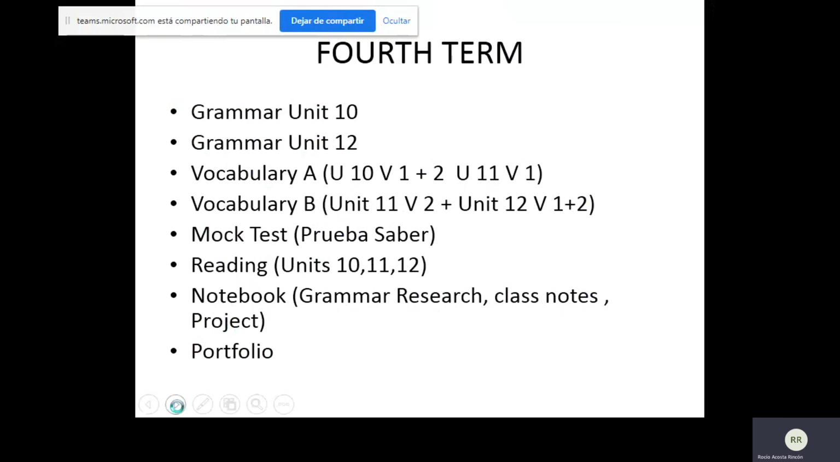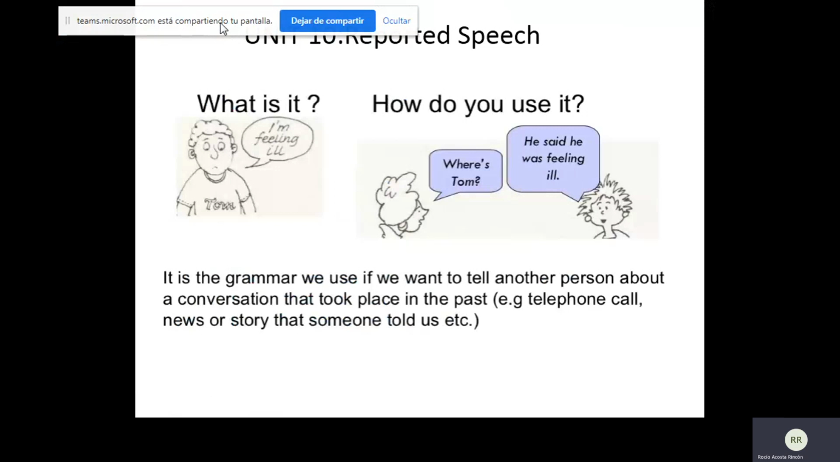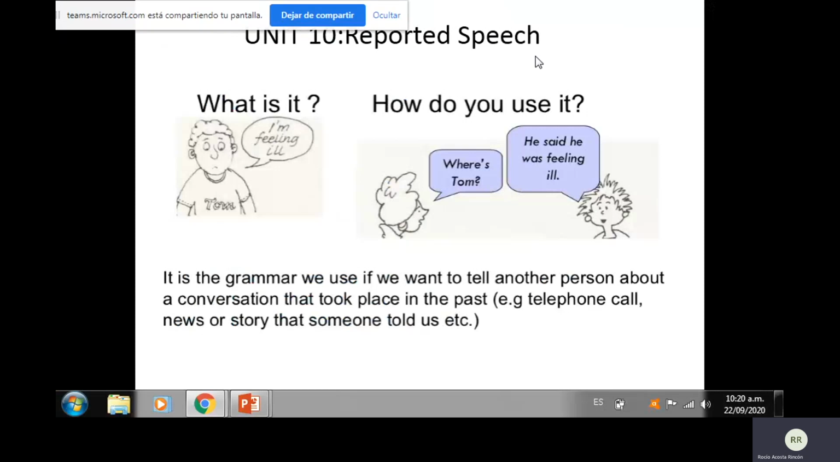Now, after making this clear, we're going to continue with Unit 10 in grammar. The topic for today, as you already know, because you already did your grammar homework research, is reported speech. We're going to see the basics of reported speech, which is a common topic on Prueba Saber. There are other features that you see in the interrogative form and the negative form, for questions, but here we're going to cover the basics in the affirmative form, okay?